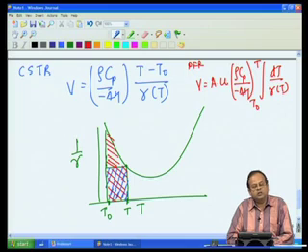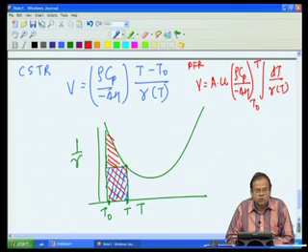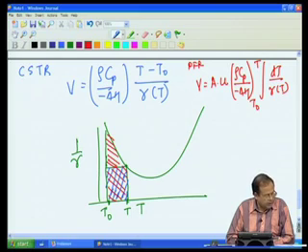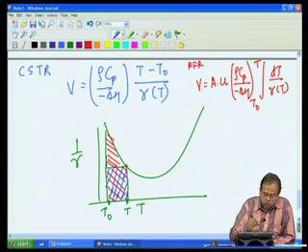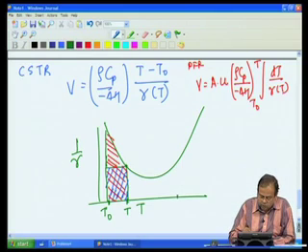So, now you can see that the plug flow reactor volume, which is the area under the curve, is much larger than the reactor volume for the stirred tank reactor. So, that is the case when the stirred tank reactor is better than the plug flow reactor. But what if my T naught was here? How do we determine those limits is what we are trying to look at.